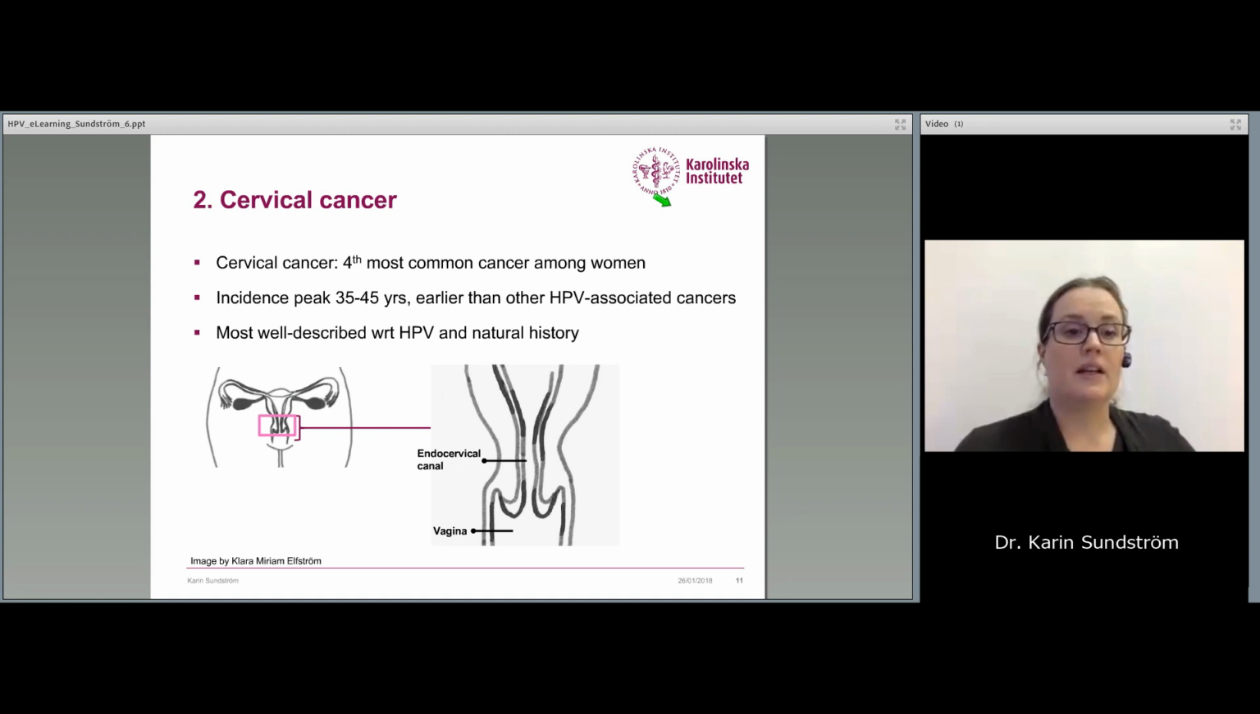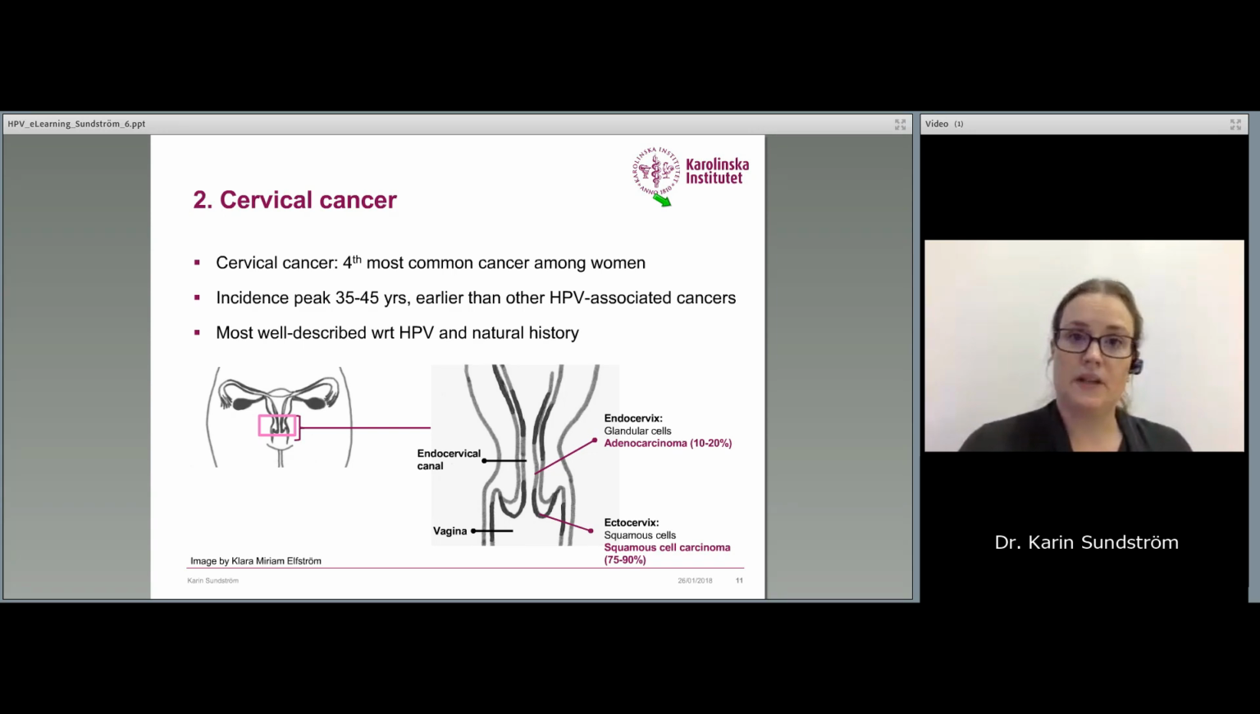This is an image of the female internal organs, where we see that the cervix is the lower third of the uterus, protruding out into the vagina, and that has the endocervical canal, which links the vagina to the inside of the womb. On the outside of the cervix, we have the so-called ectocervix. This is clad with squamous cell epithelium, and where susceptible to HPV, may give rise to squamous cell carcinoma, which is the main histological type of cervical cancer.